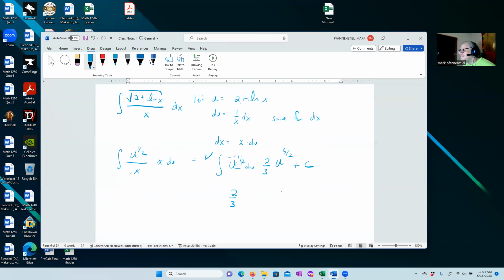So my u was 2 plus ln x. What was the power on that? It's 3/2, plus my arbitrary constant. And that's the kind of thing that we're looking to do.